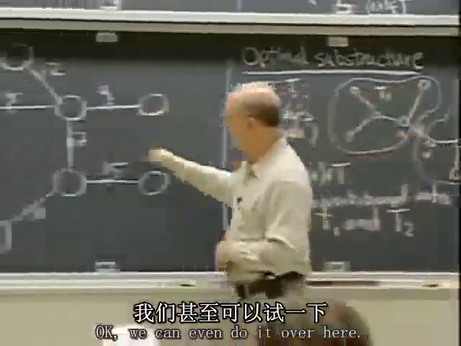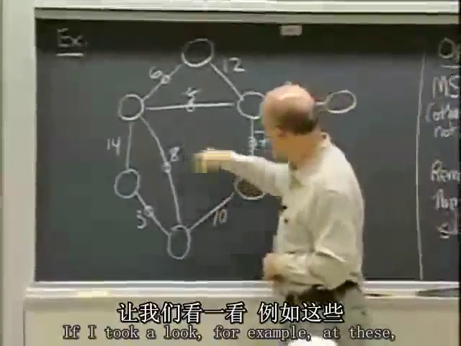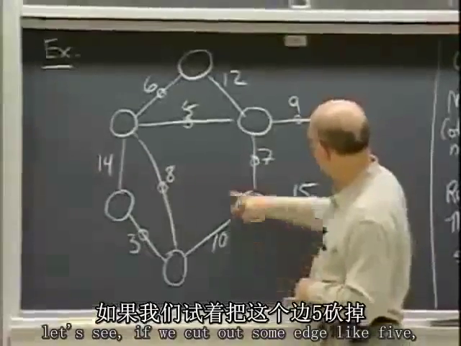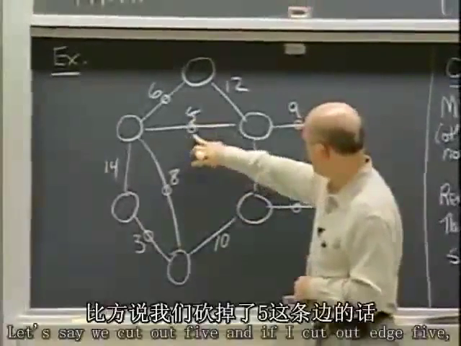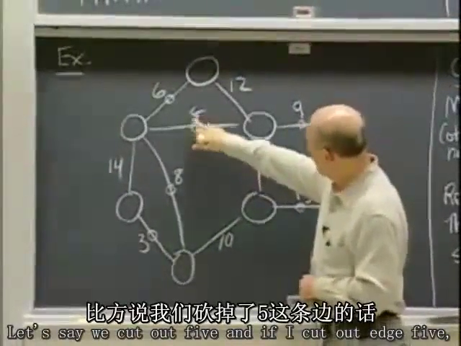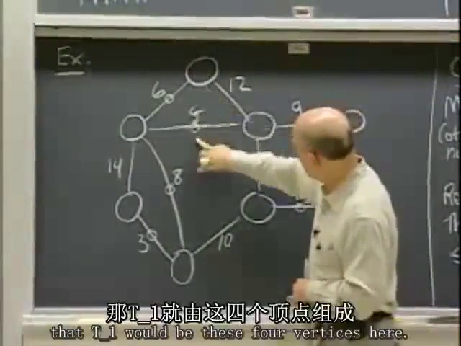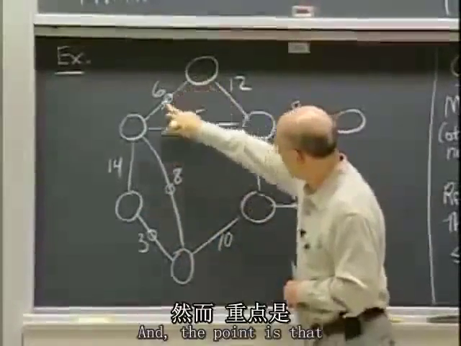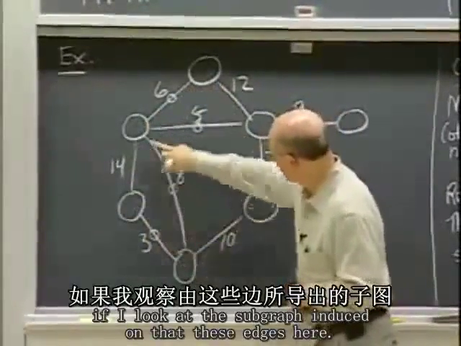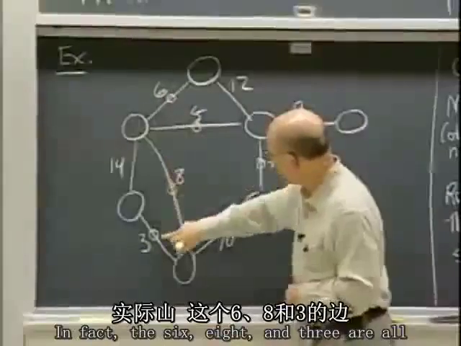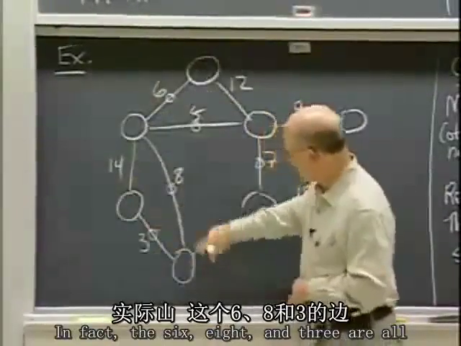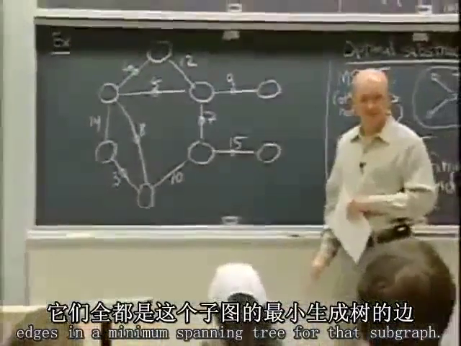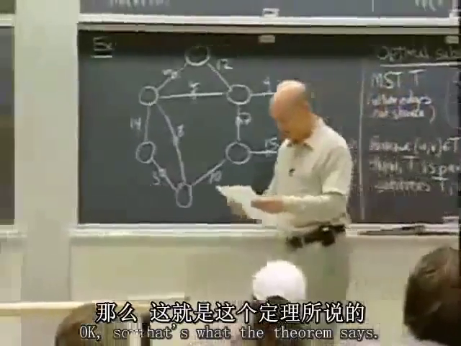Okay, we can even do it over here. If I took a look, for example, at these, let's see, if we cut out some edge like 5, then T1 would be these four vertices here. And the point is that if I look at the subgraph induced on that, that's these edges here. In fact, the 6, 8, and 3 are all edges in a minimum spanning tree for that subgraph. So that's what the theorem says. So let's prove it.